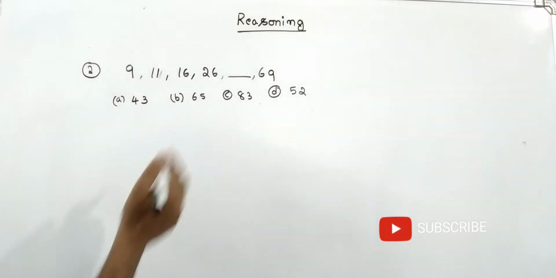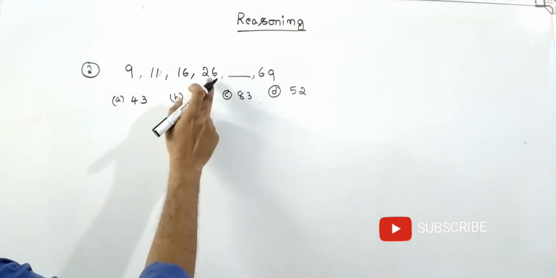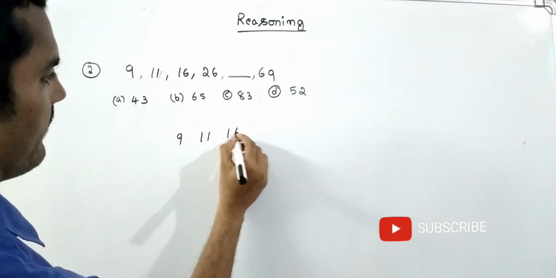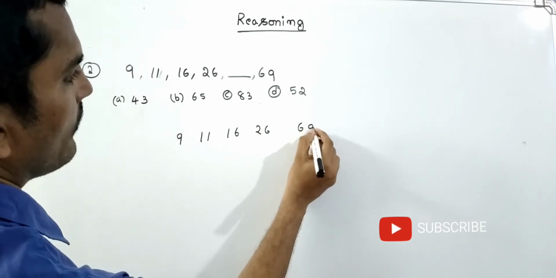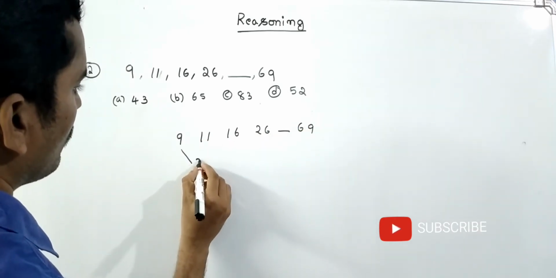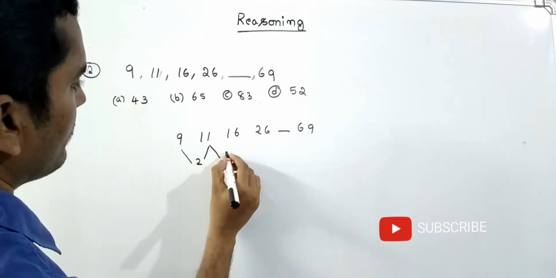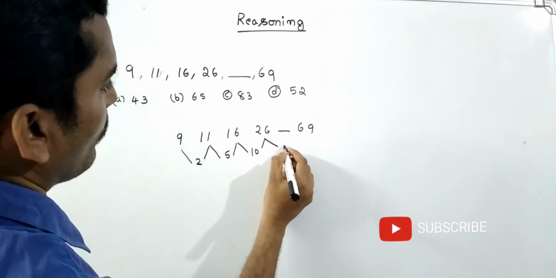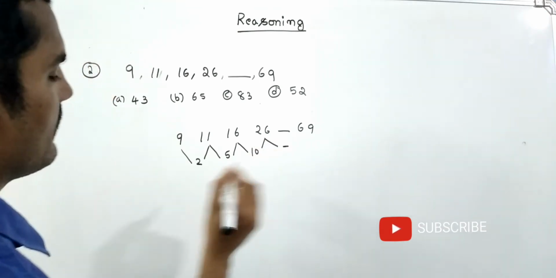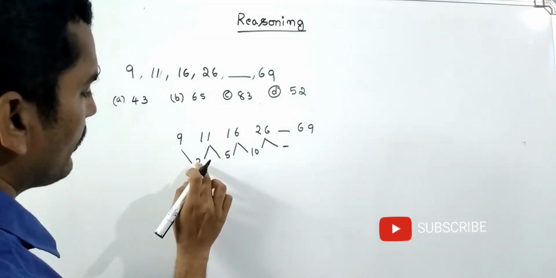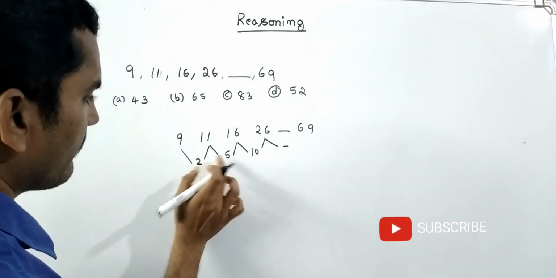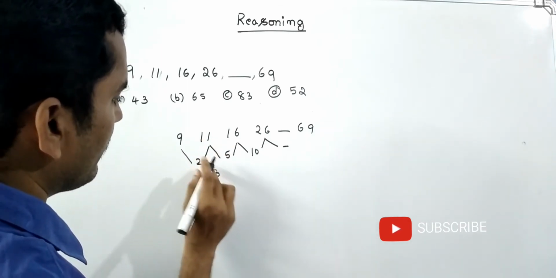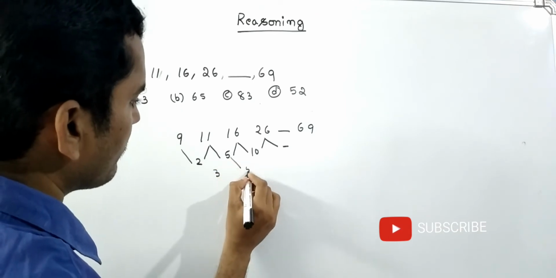See friends, second problem. 9, 11, 16, 26, dash, 69. See friends, whatever the problem, we have to go for a difference. Then easily we can understand what is going on. See friends, what is the difference? 2. Here what is the difference? 5. Here what is the difference? 10. Here we don't know. See friends, here 5 is not a multiple of 2. So again you go for difference. Here the difference is 3. Here the difference is 5.